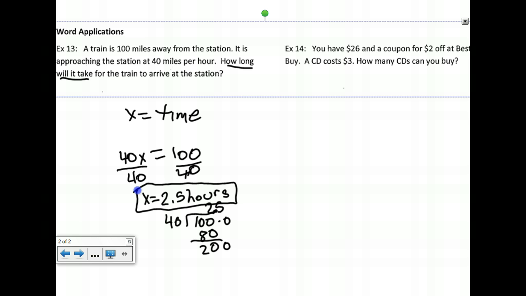In the interest of keeping this thing a little bit shorter, I'm going to skip 14, but feel free to do it. We'll do it tomorrow in class. Good luck.